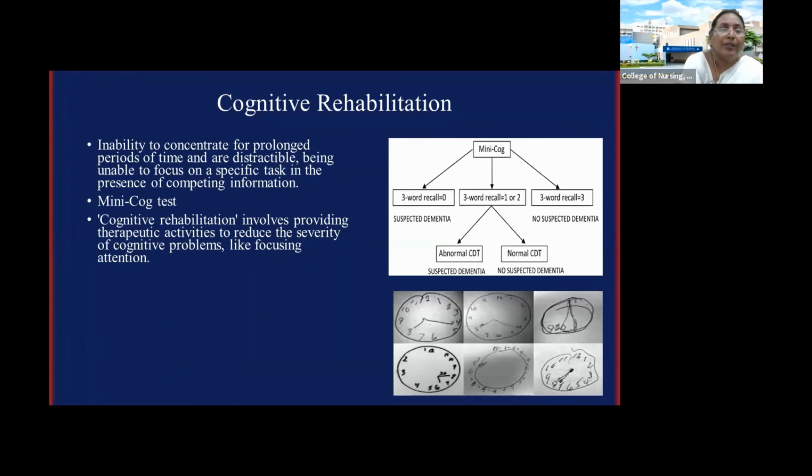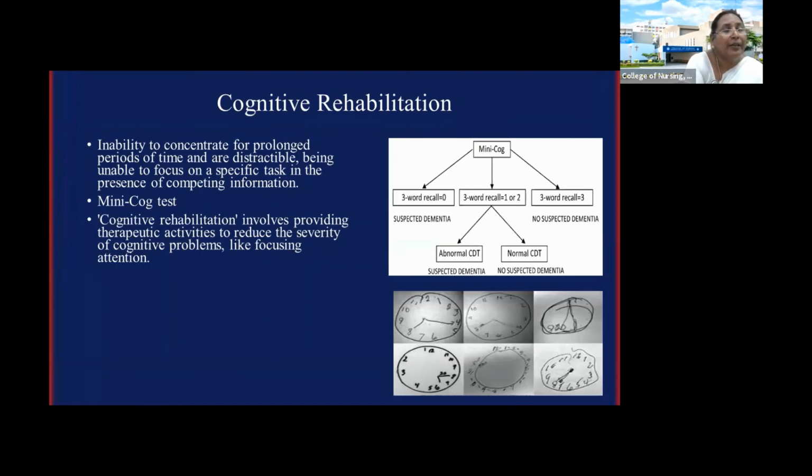And then also there is a clock drawing test. You draw a clock and then you tell them, mark 9 o'clock in the clock. Or they can themselves draw, that also is possible. So depending on that, if it's an abnormal clock drawing test, you suspect dementia or memory loss. And if there's a normal clock drawing test, there is no suspected dementia. So this is a mini cog test.